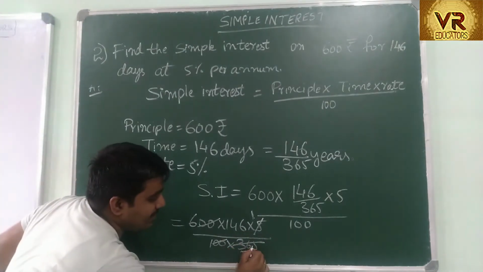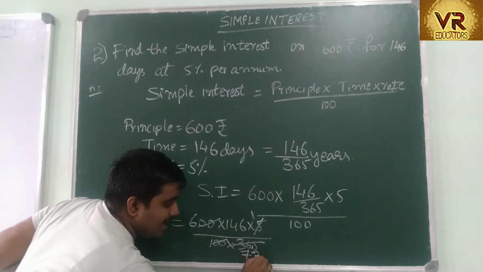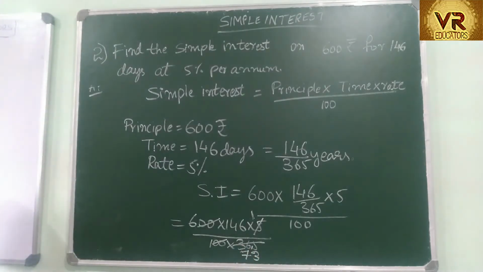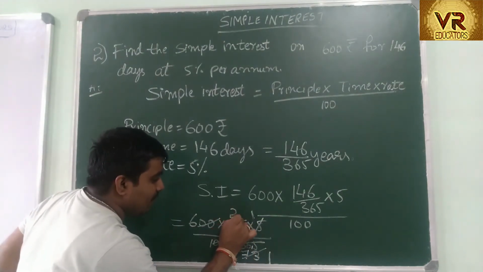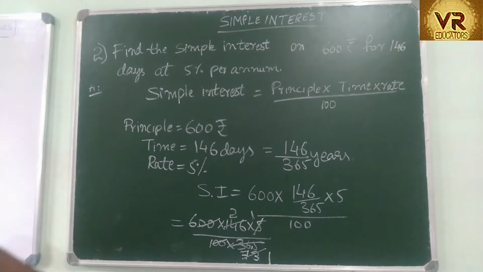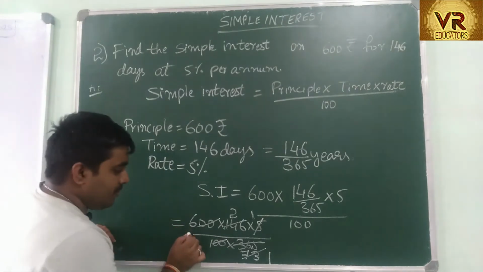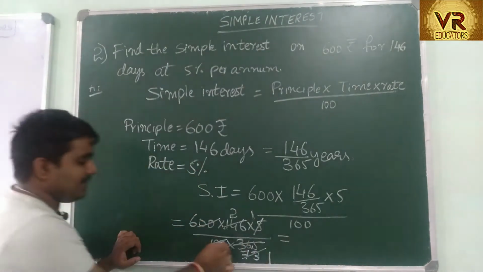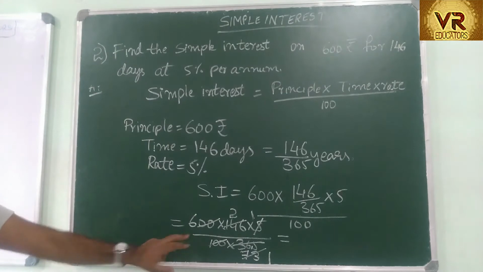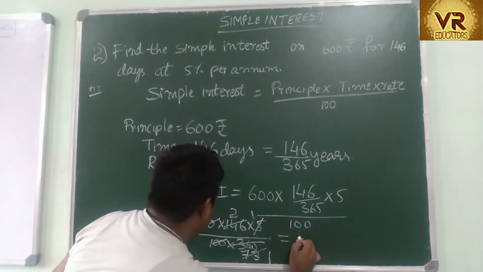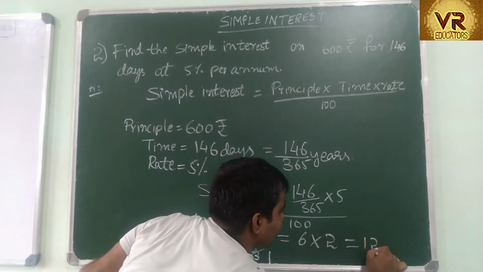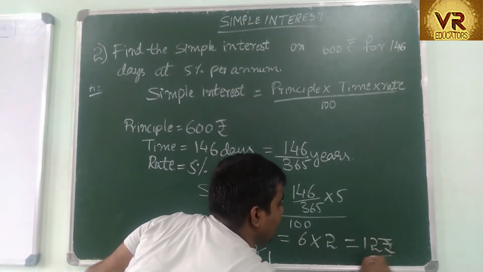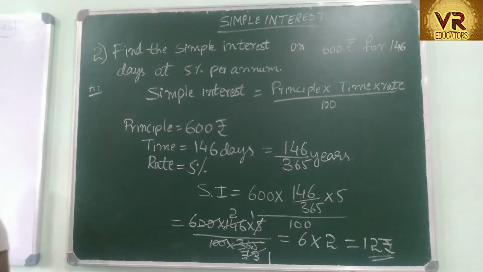This will become 15. 5 threes are 15. Next, 73 ones are 73, 73 twos are 146. You can check it out. So that is done, and 2 zeros got cancelled. We have 6 here. So the remaining thing is 6 into 2, which is 12 rupees. Simple interest is 12 rupees.